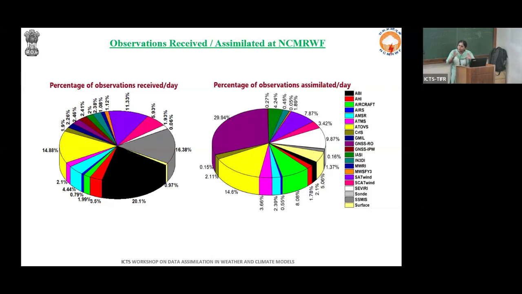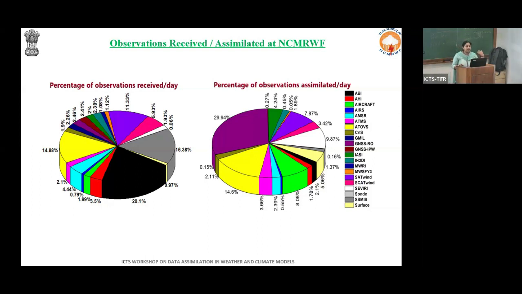Due to the thinning, many good quality observations are rejected, not just bad quality ones. We are going for new and newer observations, but we are not using 100% of the currently available observations because of the data assimilation constraints. So now our aim is first to use the full 100% of the currently available observations, by changing how we consider or treat the observations in the system. We have to use the full R matrix.